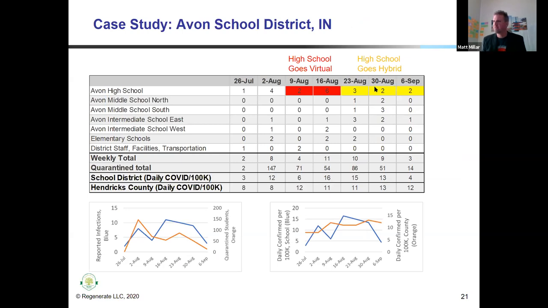Case study for Avon School District. Again, same basic story. The blue lines on the bottom are the total infections in the school. And what you do not see is unrestrained exponential growth.